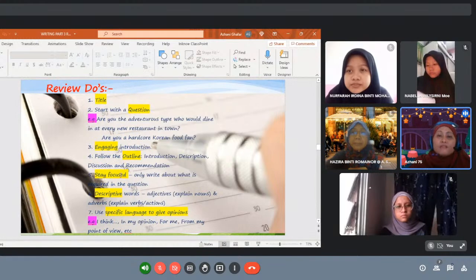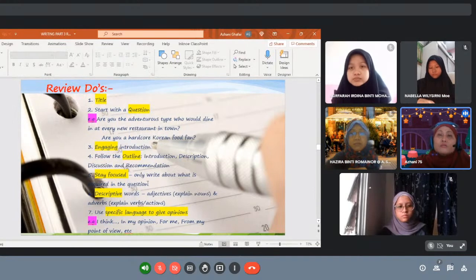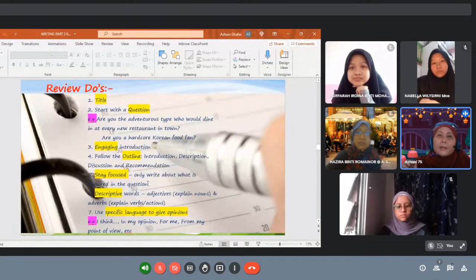Okay, next you have to stay focused. That means you pay attention only to what you need to write about. Don't stray from the question. Don't get overexcited and put in things which are not necessary.